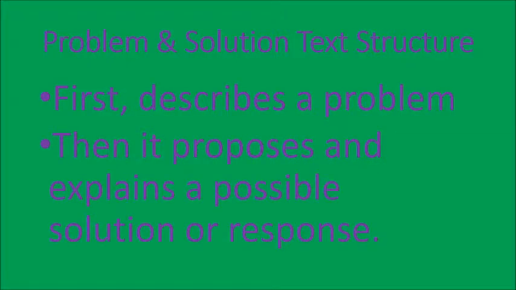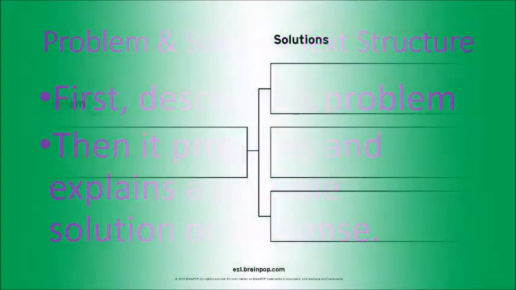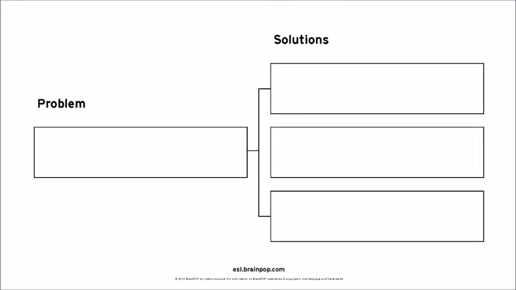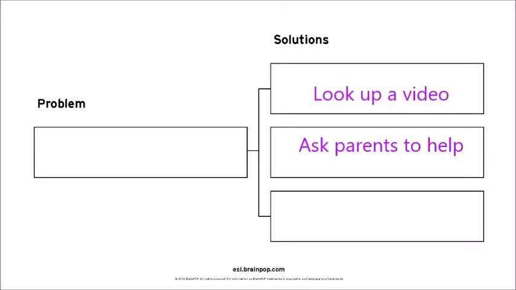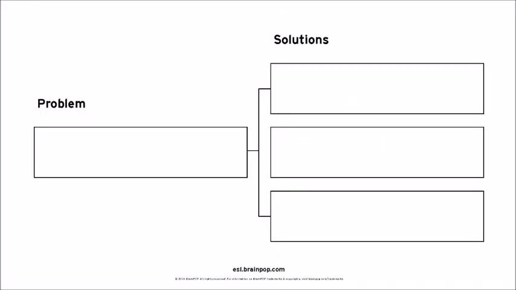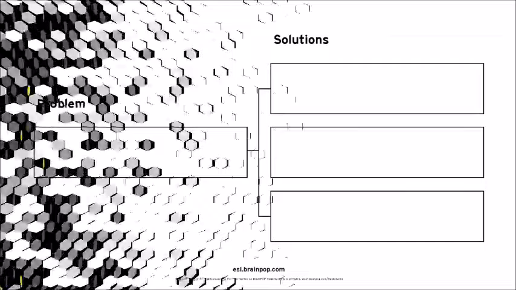Problem and solution text structure first describes a problem, and then it proposes and explains a possible solution or response. So we see this type of stuff all the time. Let's say your problem is that you don't know how to tie your shoes. Well, there are 3 possible solutions for that, even probably more. First, you might look up a YouTube video that shows you how to tie shoes. Then you might ask your parents. That's another possible solution. So there are plenty of solutions to each problem. You would use this type of graphic organizer for that.